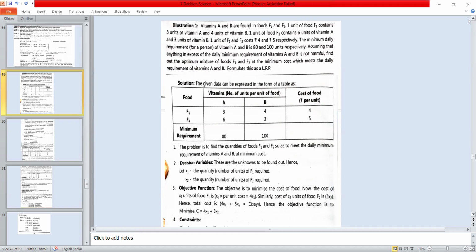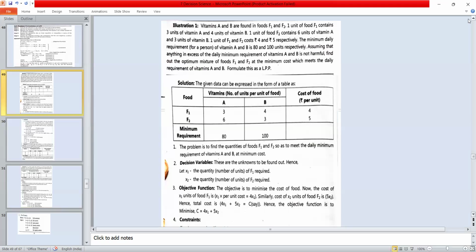One unit of F1 contains 3 units of vitamin A and 4 units of vitamin B. Okay, that we can write in tabular form below that example. So 1 unit of F1 contains 3 units of A and 4 units of B. So in front of F1 I have written 3 for vitamin A, and in B vitamin I have written 4.